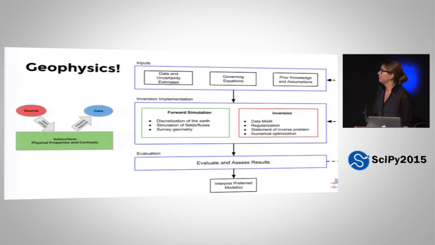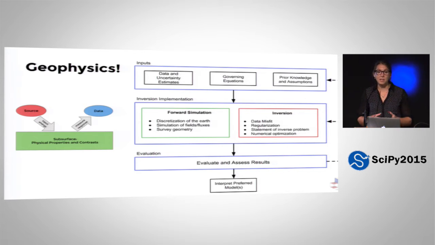The general workflow here has quite a number of moving pieces. We start out at the top with the inputs. We've got our data, we have the governing equations, and then we've got some sort of assumptions, maybe some geologic knowledge about the area. Then we've got the inversion implementation, and there are two pieces you need there. We need to be able to forward simulate, so given a model, you can predict what your data look like. And then we have the inversion framework, where we perform an optimization to find out what that model is.